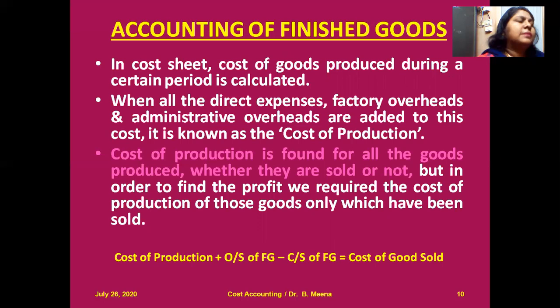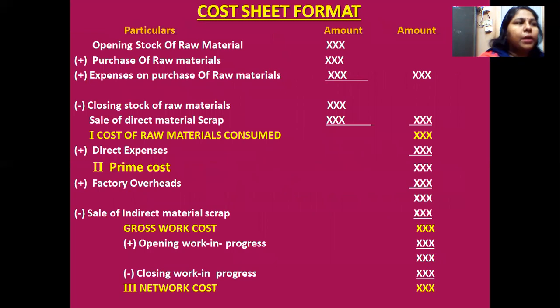Look at the last line of the slide. You will get the cost of production. After getting the cost of production, add the opening stock of finished goods and deduct the closing stock of finished goods. Then you will get an answer. That answer is called what? Cost of production of goods sold. So that is the thing I want to highlight when you're preparing a cost sheet. Next, we'll move on to the format, how to prepare the cost sheet.